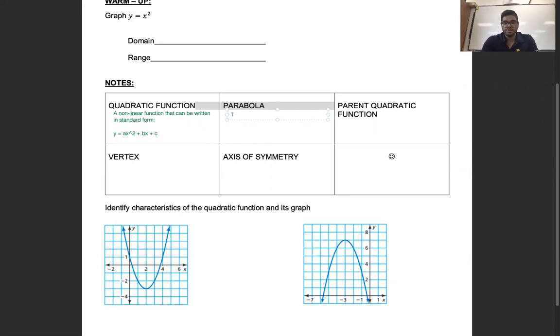A parabola is, and I just kind of talked about this, the U-shaped graph of a quadratic function is called a parabola. The parent function is y equals x squared, or f of x equals x squared.